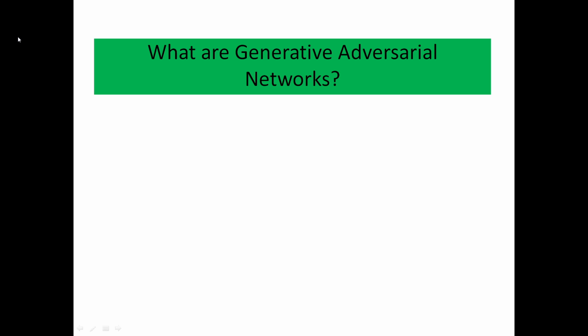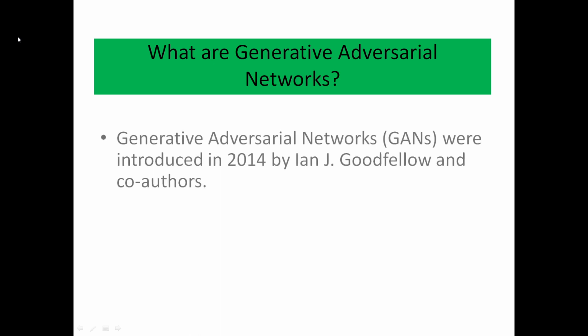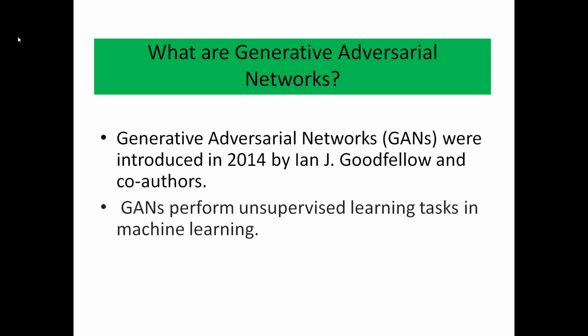This network was introduced by the author Ian J. Goodfellow in the year 2014, along with some other co-authors. What it performs is the unsupervised learning task in machine learning. Generative adversarial networks are shortly called GAN. So it performs the unsupervised learning task in machine learning.